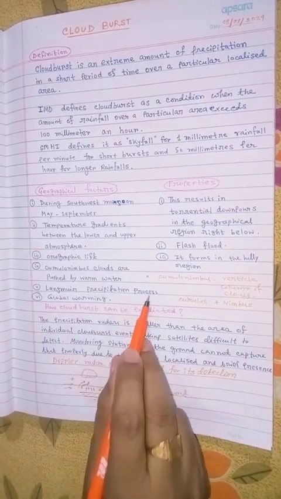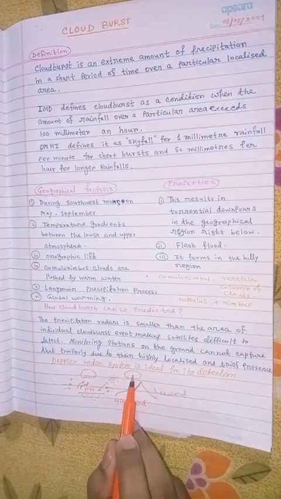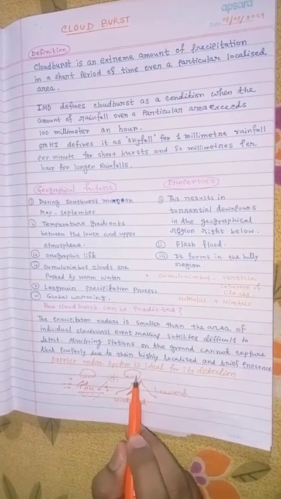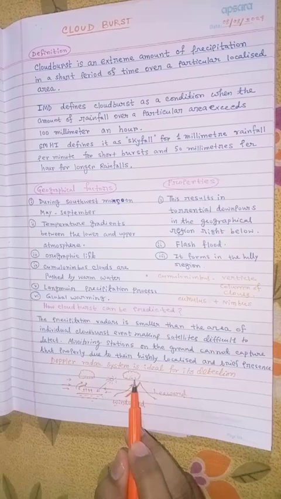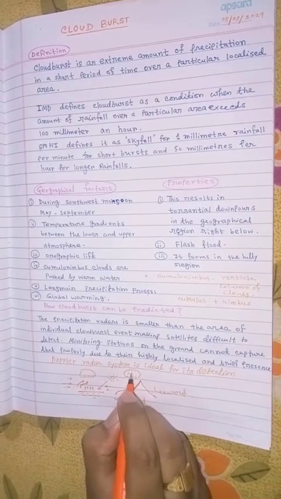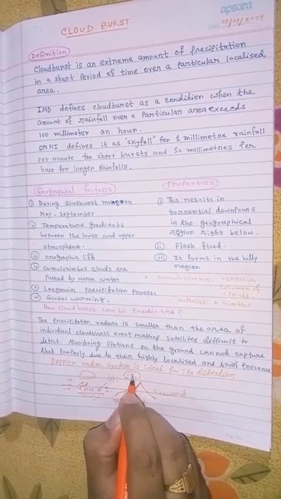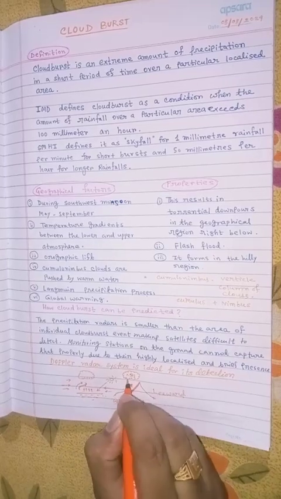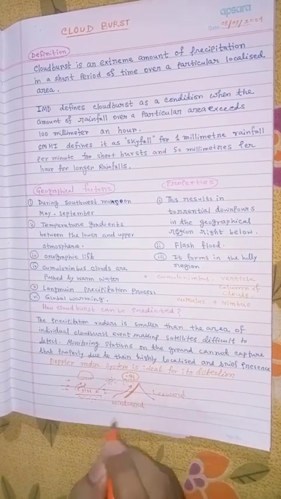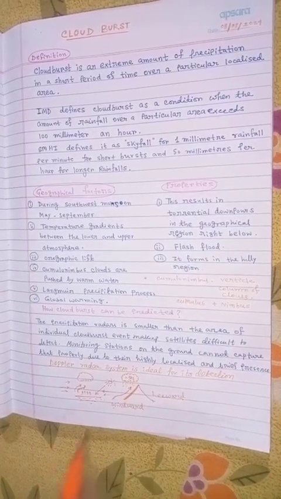The Langmuir precipitation process guides those cumulonimbus clouds to go upwards, and water droplets inside become bigger, and precipitation starts when relative humidity becomes 100%.